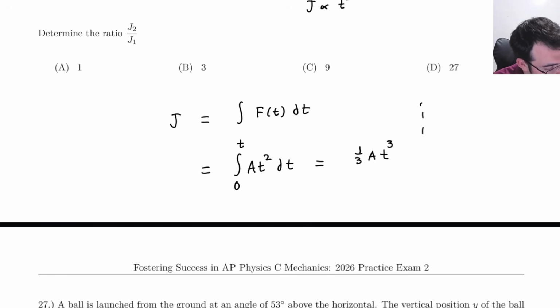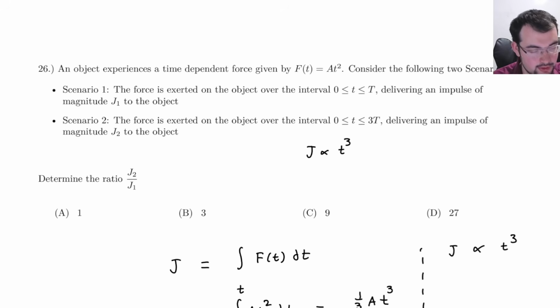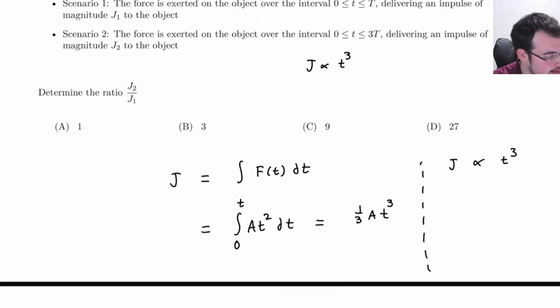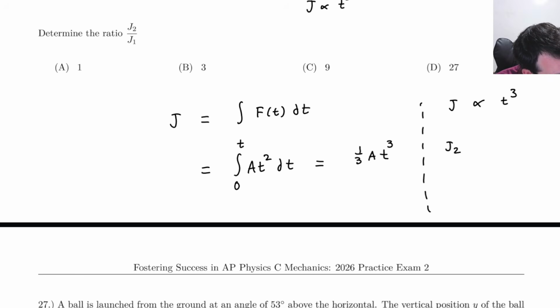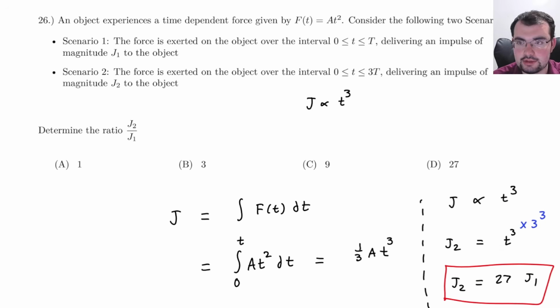So if we know that J is proportional to T cubed, and that is the only difference between the two scenarios, is tripling the time for one of them, this means that J2 would be equal to tripling the time, then cubing it for that dependence. So we get J2 is equal to 3 cubed, which is 27 times J1. This is a high level 2. I would say this is borderline level 3. You know, let's say this is level 3.